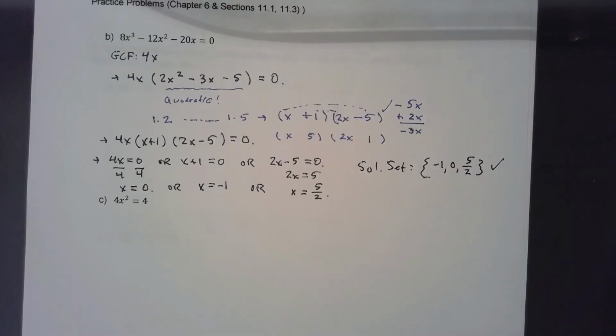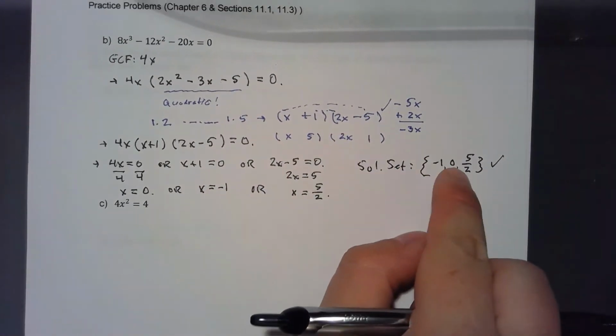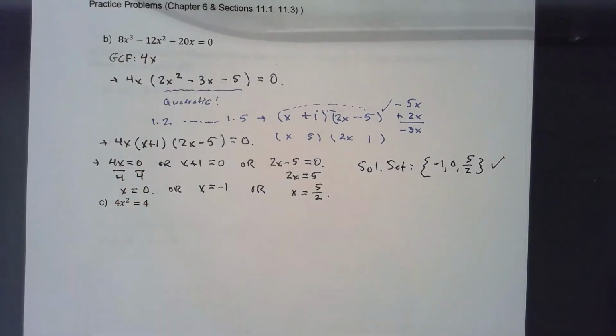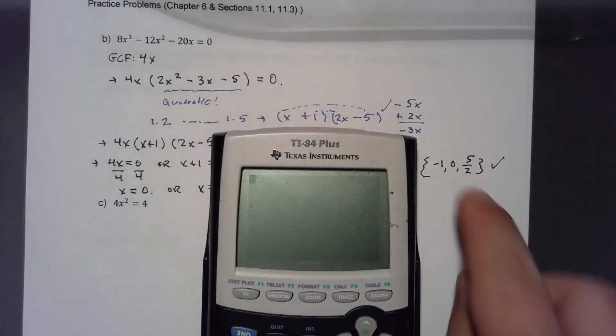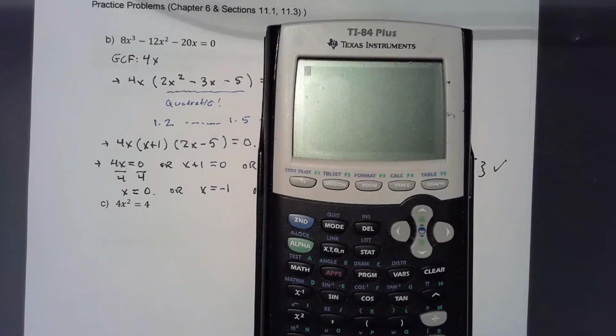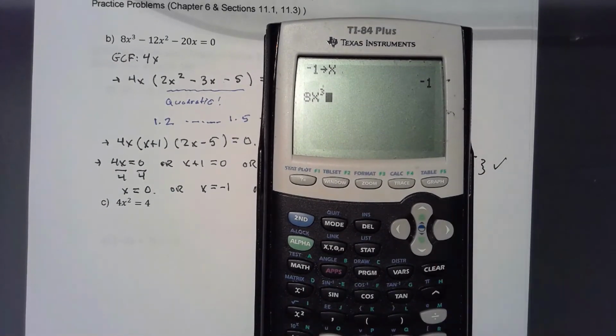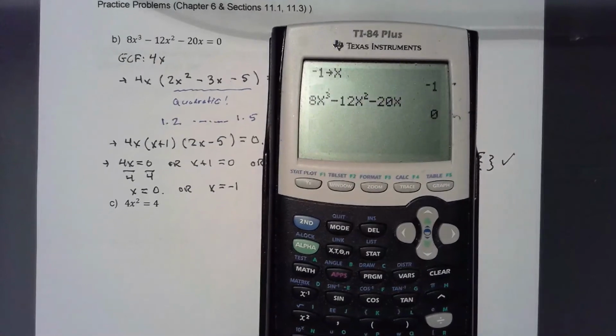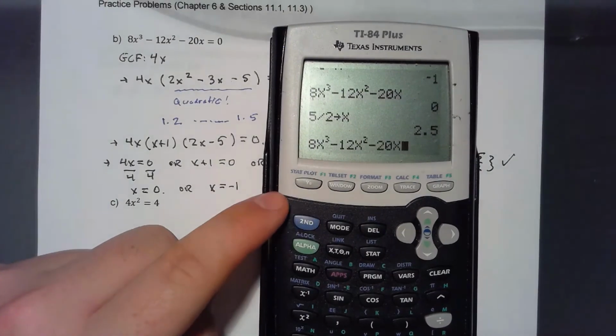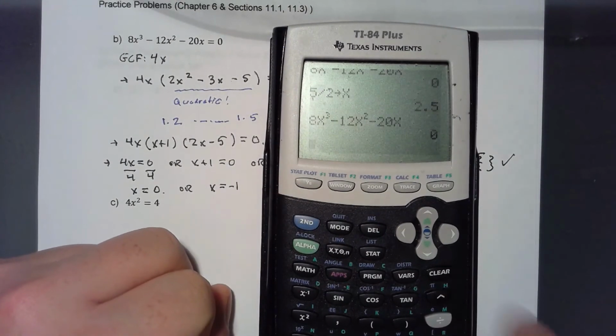Now, you should check it. 0 is obviously easy to check: 0 minus 0 minus 0 is 0. That's easy. Store negative 1 in. Let me just do one of them. Negative 1, store x. Type in the polynomial 8x cubed minus 12x squared minus 20x, and it gives me 0. Boom. And then the other value was 5 halves? I might as well do it. Second enter, and I hit enter again, I get 0. Boom.